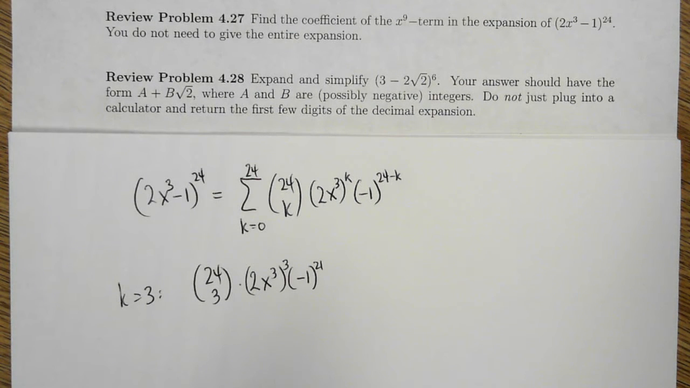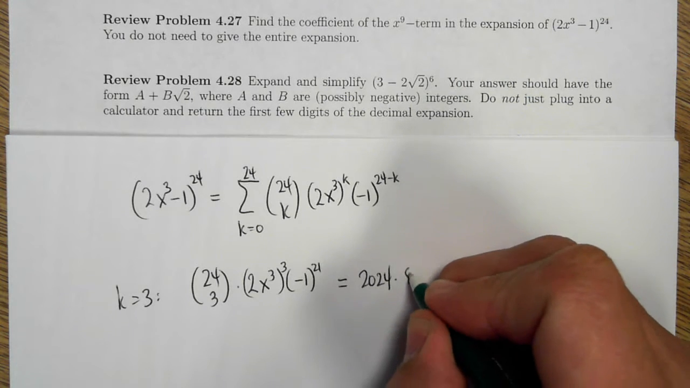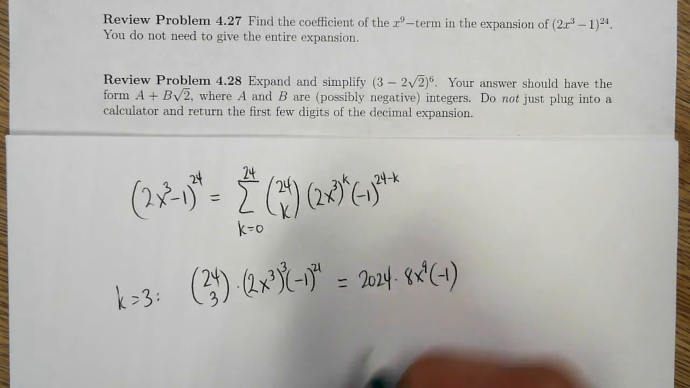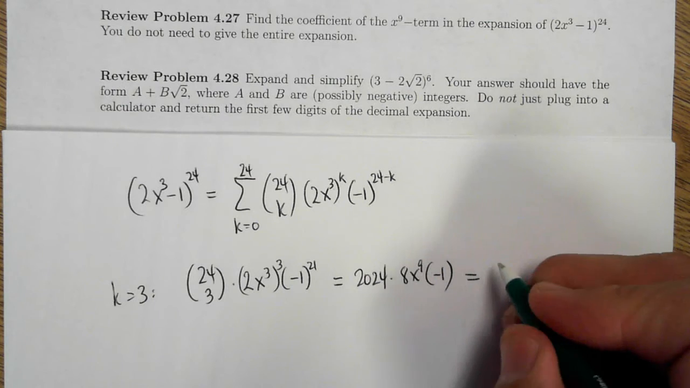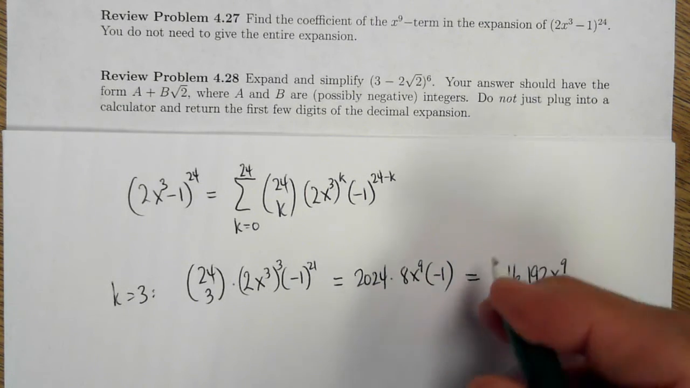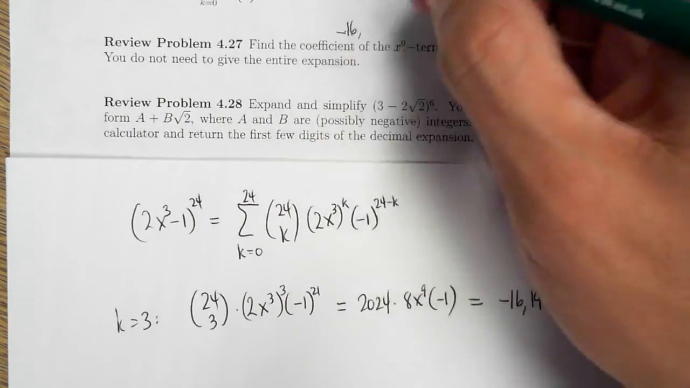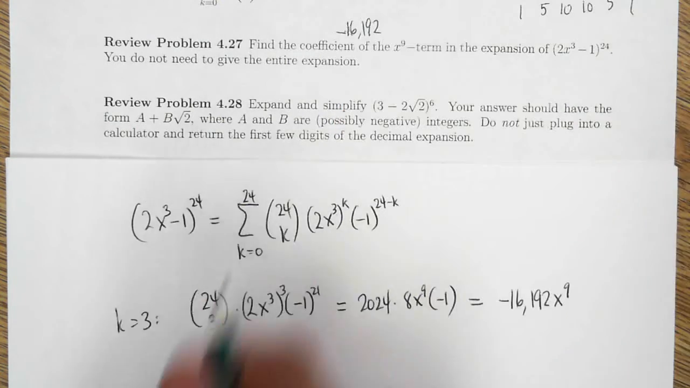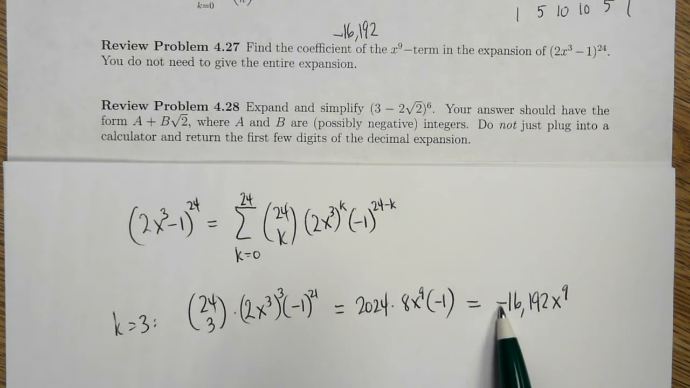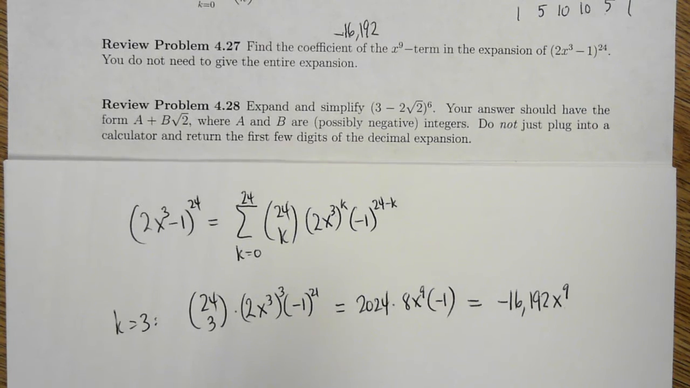So that's the term that has x to the ninth in it. And so this works out to be 2024 times 8x^9 times negative 1. And that works out to be negative 16,192 x^9. And so the coefficient would be negative 16,192. So that would be the answer for the coefficient. The term is negative 16,192 x^9.